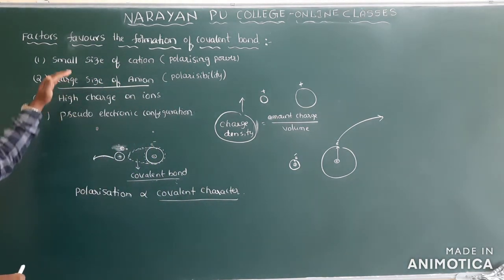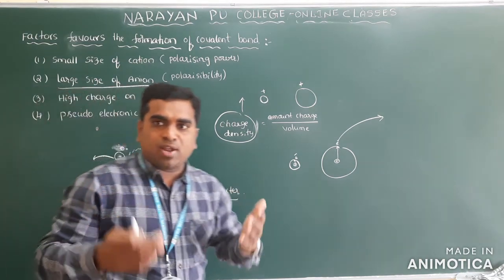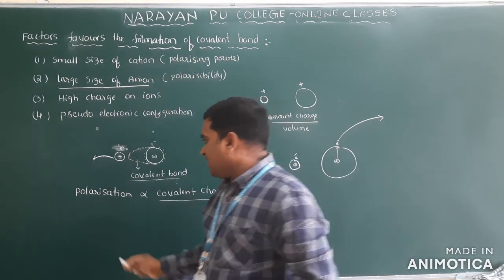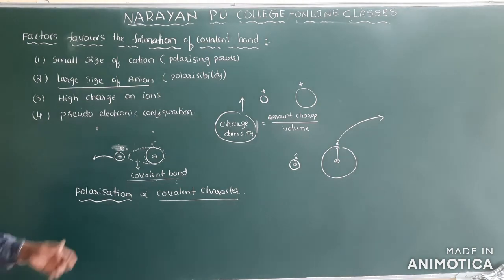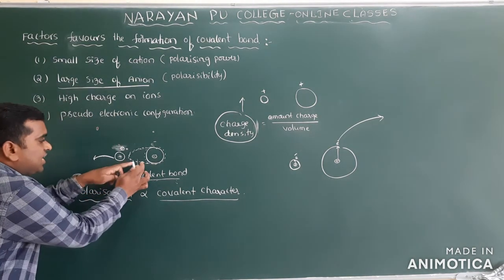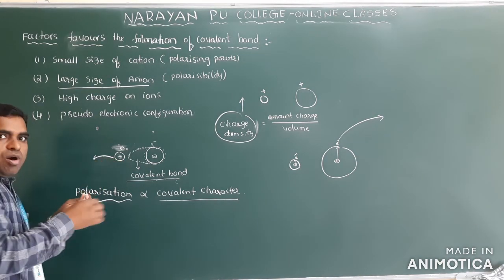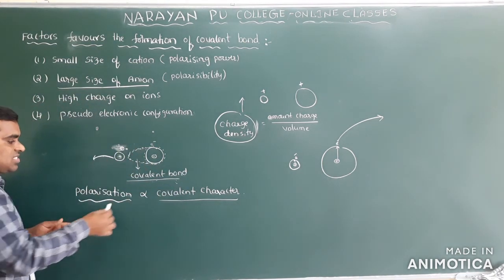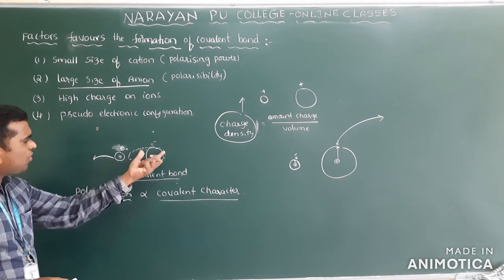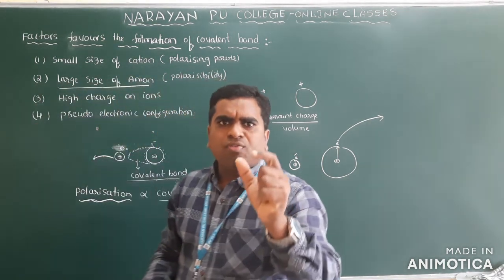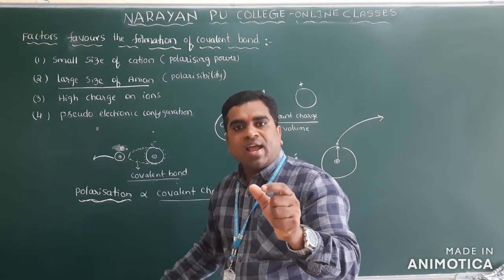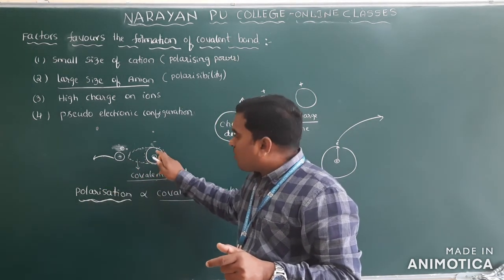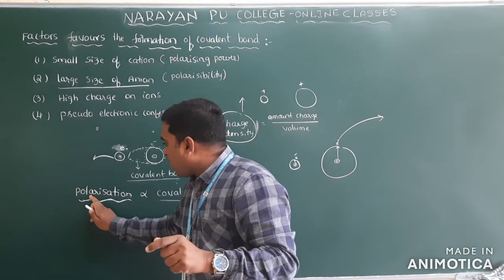So I mentioned here that small size of cation, large size of anion, and high charge on both the cation and the anion lead to the formation of a covalent bond. Clear? Polarization is a simple concept. It means distortion. The positive ion attracts the valence electrons of the anion towards it, which results in polarization. The distortion of the valence electrons of the anion by the cation is called polarization.